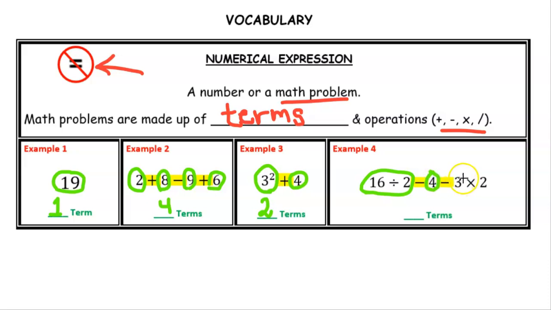4 is just a simple term, and 3 times 2. It's not a simple term because there's a multiplication symbol in there, but it's lumped together as one term. It's not separated by a plus or minus. Remember, terms are separated by the pluses and the minuses, so we lump it together. And this is 1, 2, 3 terms. So one of the keys to our lesson today that you have to understand before we can get to order of operations is how to identify the terms in your expressions.